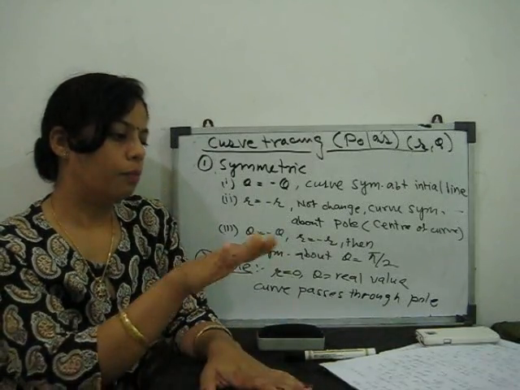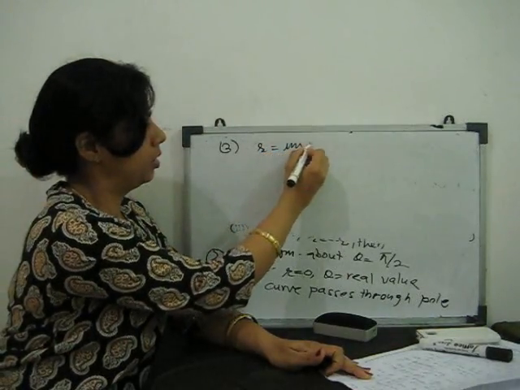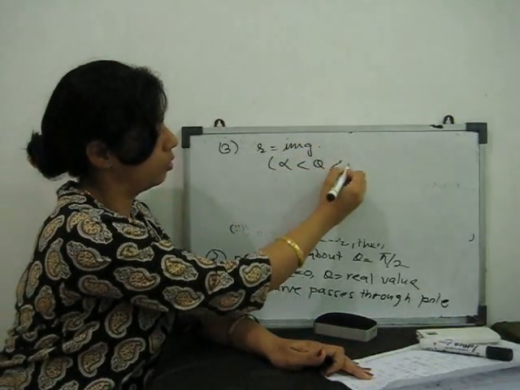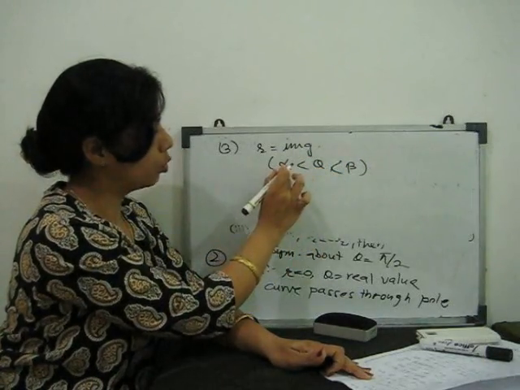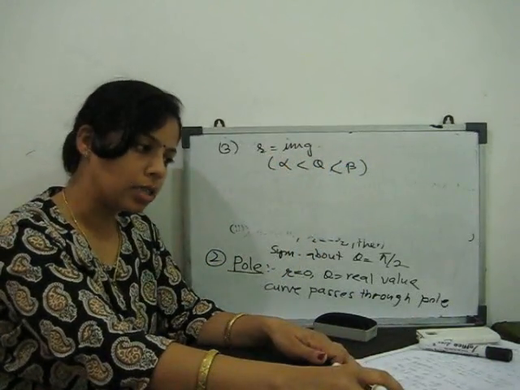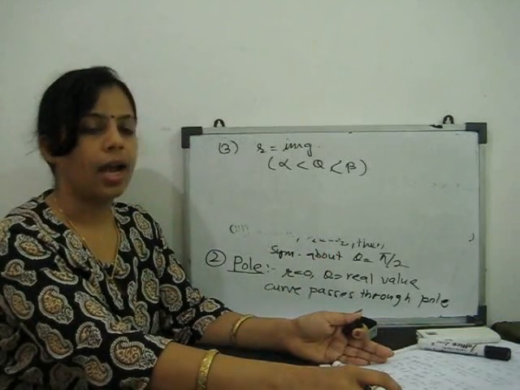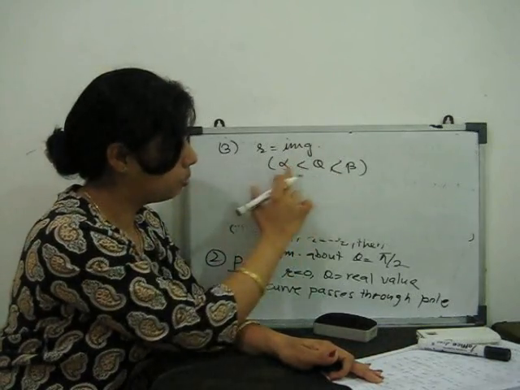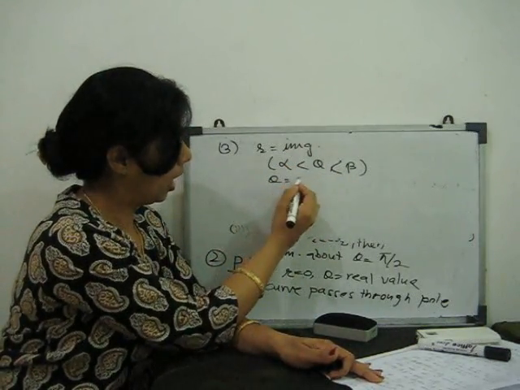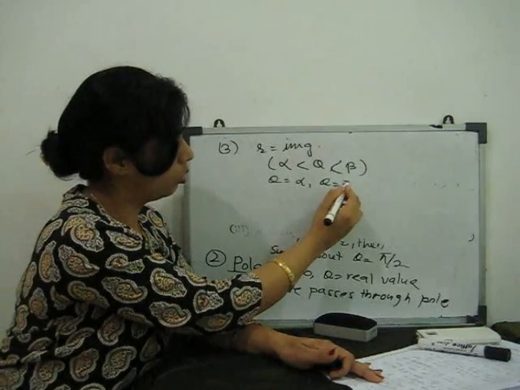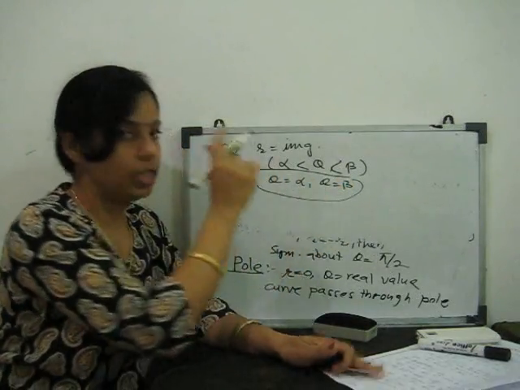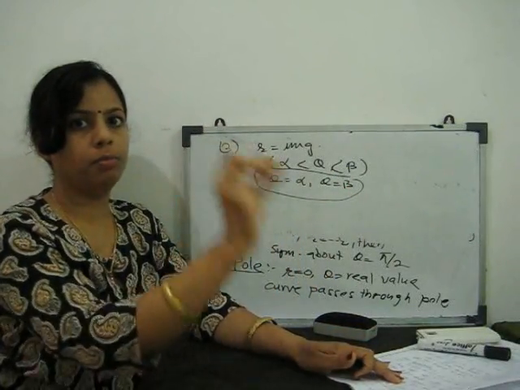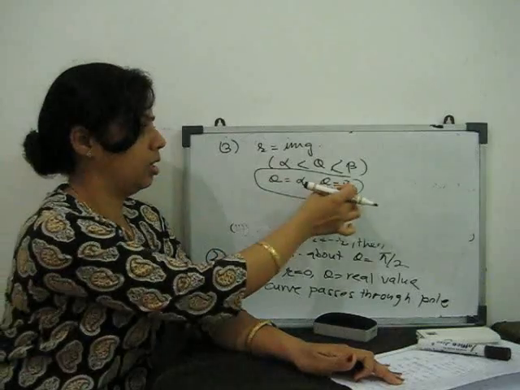Third thing, if r is imaginary when theta is going from alpha to beta, then the curve does not exist between theta equal to alpha and theta equal to beta. No point comes between these limits.